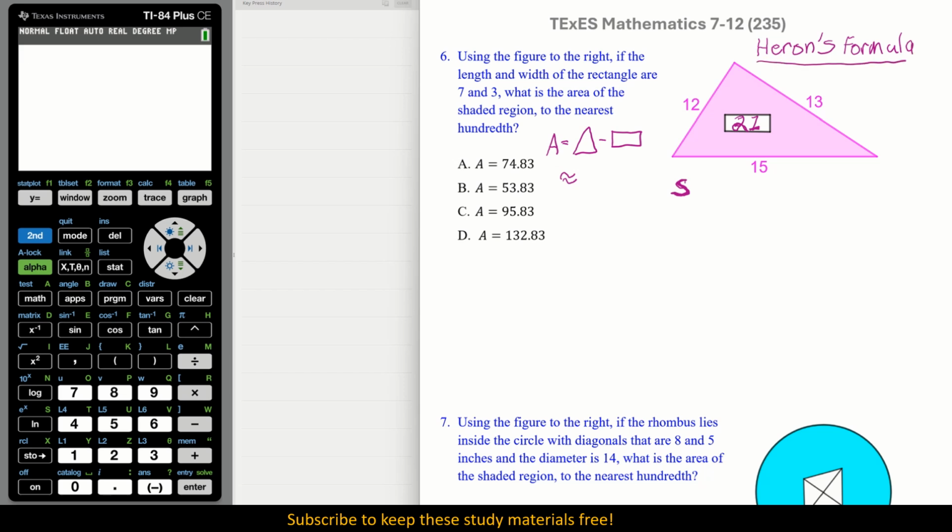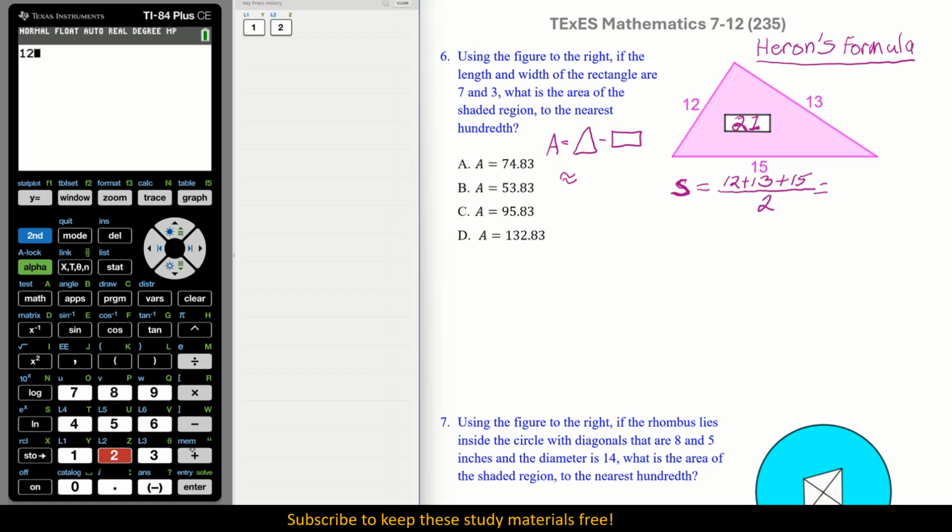Okay, and you can look that up online. All right. So we need S. How do you get the value of S? We need it because we use it in the formula. So you take 12 plus 13 plus 15, and you divide the whole thing by 2.